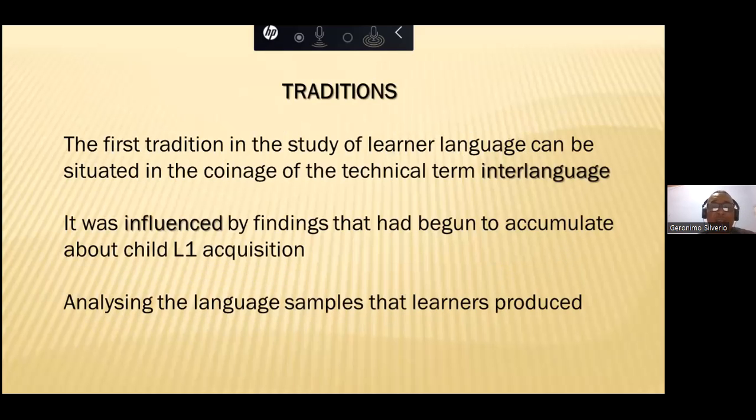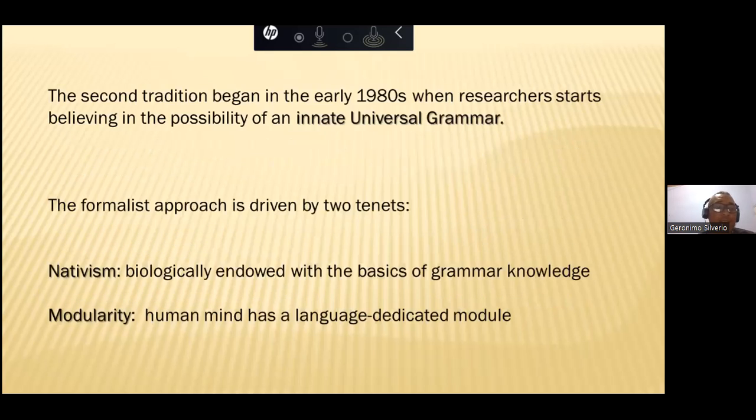The first tradition in the study of learner language is situated in the coinage of the technical term interlanguage. It was influenced by findings that began to accumulate about the acquisition of first language in children, and by analyzing the language samples that learners produce. The second tradition began in the early 80s, when researchers started believing in the possibility of an innate universal grammar.